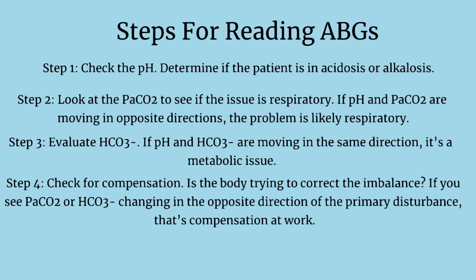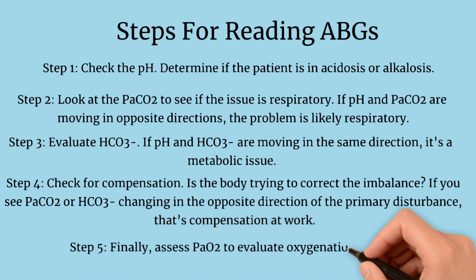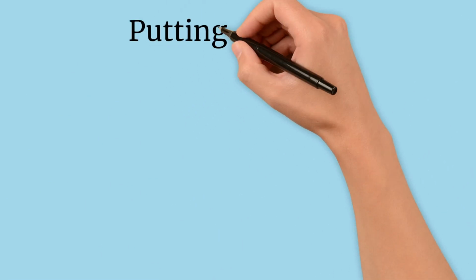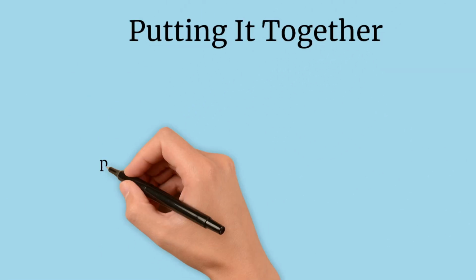And finally, step 5, we assess our PaO2 to evaluate our oxygenation status. Because remember, our PaO2 does not affect our pH. It only tells us our oxygenation status and whether or not our patient needs higher levels of oxygen than what they're currently on. Okay, so that's a lot of words. So let's put it together.